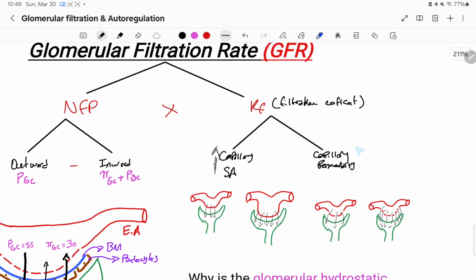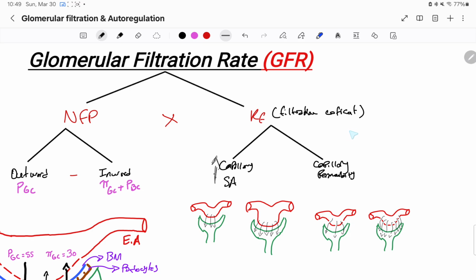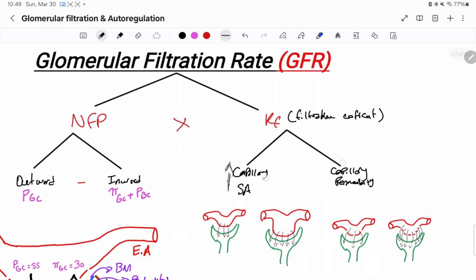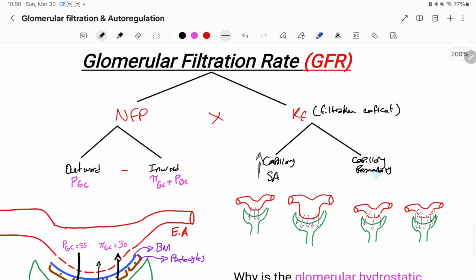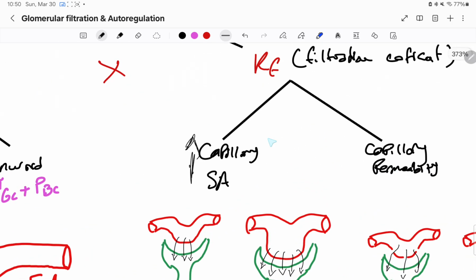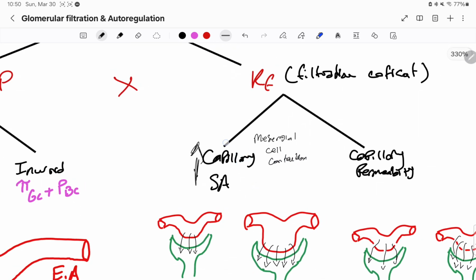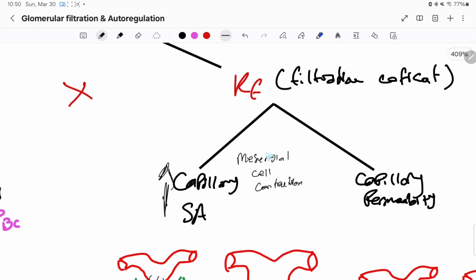Now, the filtration coefficient has traditionally been thought to remain stable in physiological states and change in disease states. But, you know, recent evidence actually suggests that this can change both the capillary surface area and the capillary permeability. So the surface area can change by the contraction of those mesangial cells. Remember I told you about those mesangial cells? They're all over the place. If those mesangial cells contract, they're going to press on some of the glomerular capillaries and close them. And if you close them, the capillary surface area is going to go down. And they actually contract because of the sympathetic nervous system activation.